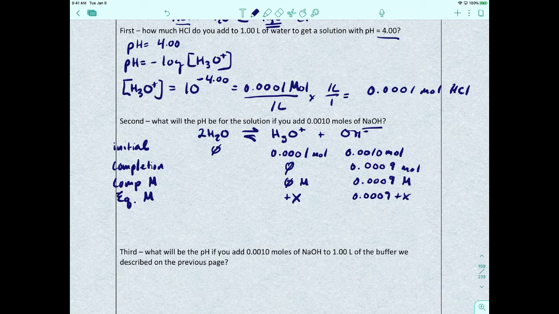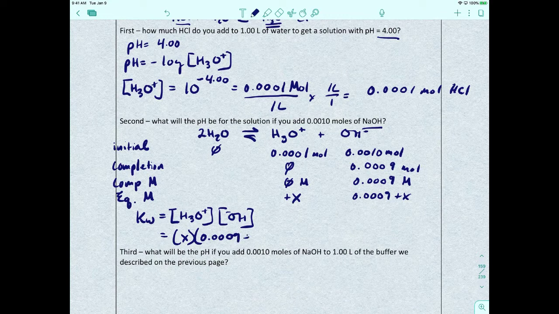If we solve for Kw, Kw is equal to the concentration of H3O+ times the concentration of OH-. So that would be X for the concentration of H3O+, 0.0009 + X for hydroxide ion, and that's equal to 1.0 times 10 to the minus 14th.